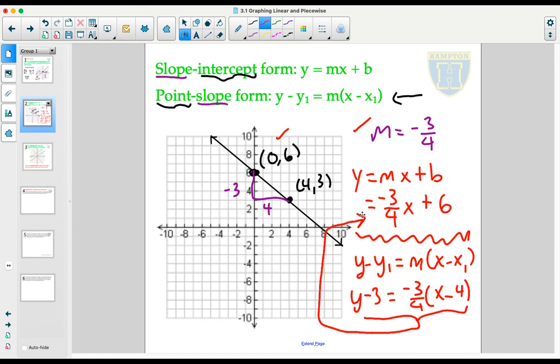But again, the point-slope form offers us a little bit more versatility in terms of writing it because we didn't necessarily have to use the intercept. But the process was the same. We found the slope and we used the slope that we had.